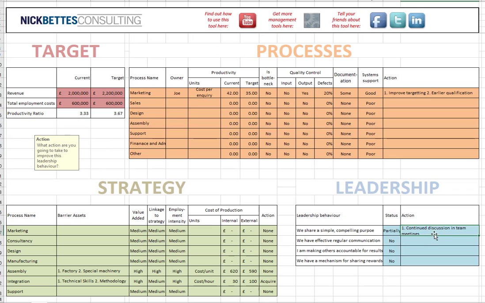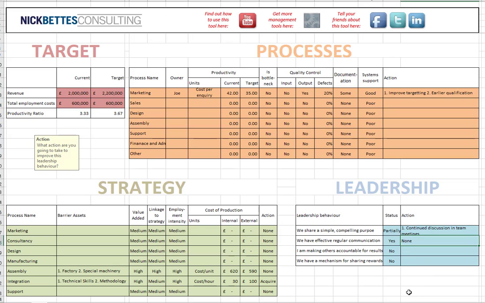What am I going to do about it? I'm going to continue discussing, a two-way discussion in team meetings about what our purpose is, what our vision is. So this is a long-term grind, really, me getting to this shared compelling purpose. Have we got effective regular communication? Yes, we have. Okay, well, what am I going to do about that? None. I'm just going to carry on doing what I'm doing. So this is the way you'd use this final area of leadership.